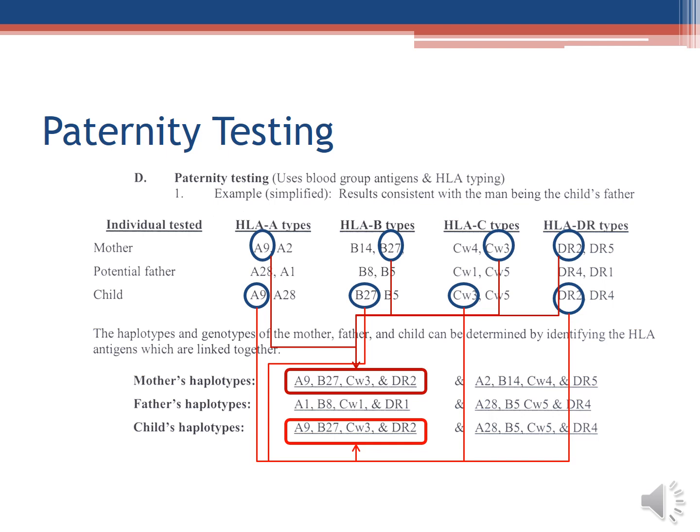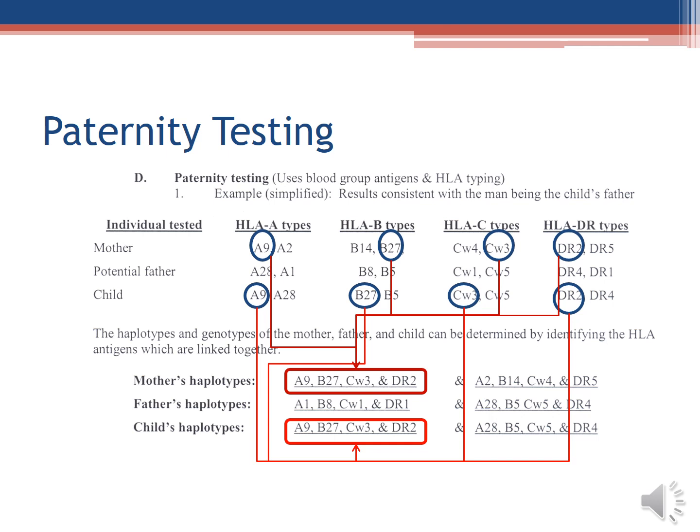So the first thing we want to do is, and after I get done speaking, you'll see these circles pop up. First we want to identify the haplotype that the mother gave to the child, because we know that this mother is the mother of this particular child.